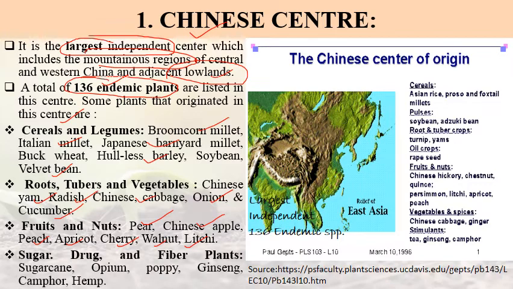Next we have sugar, drug and fiber plants. So it includes sugar cane, opium poppy, ginseng, camphor, hemp, etc. So these are also the cultivated plants which originated in the Chinese center of origin.